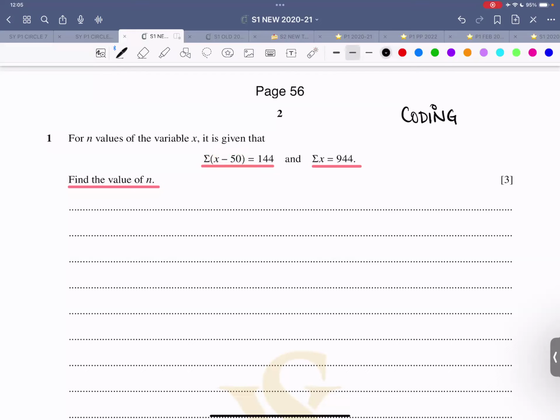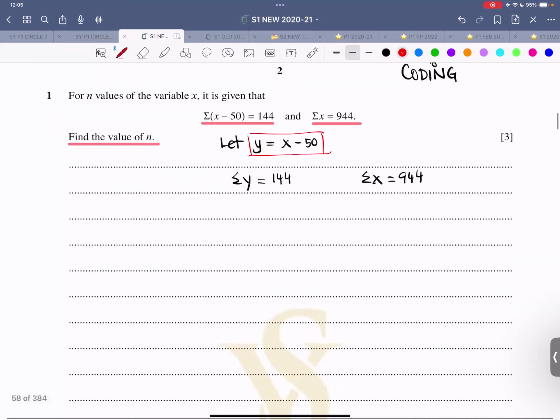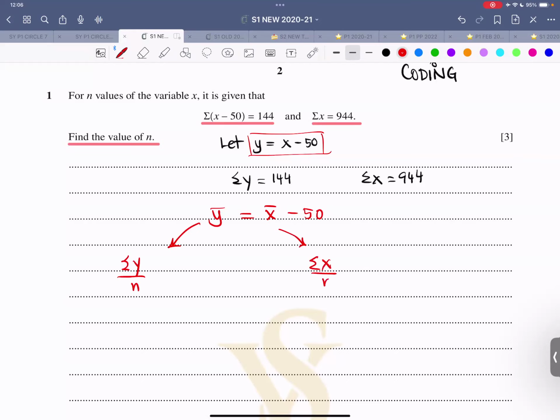So let me introduce a new variable. Let y equal x minus 50. Therefore, sigma y is 144 and sigma x is 944. And how are these two related? These two can be related like this. Y bar is equal to x bar minus 50. Now, y bar can be found by dividing sigma y by n. X bar can be found by sigma x over n.